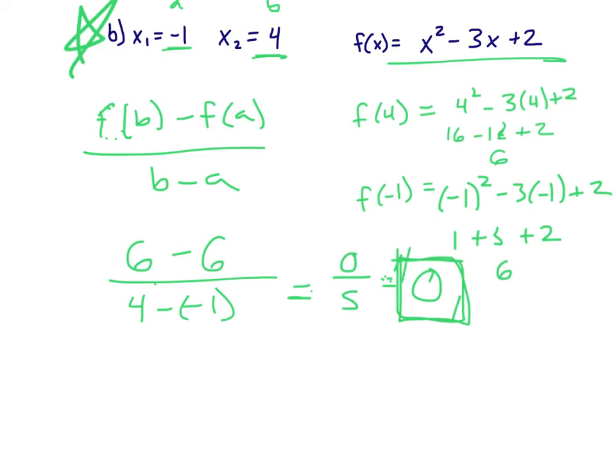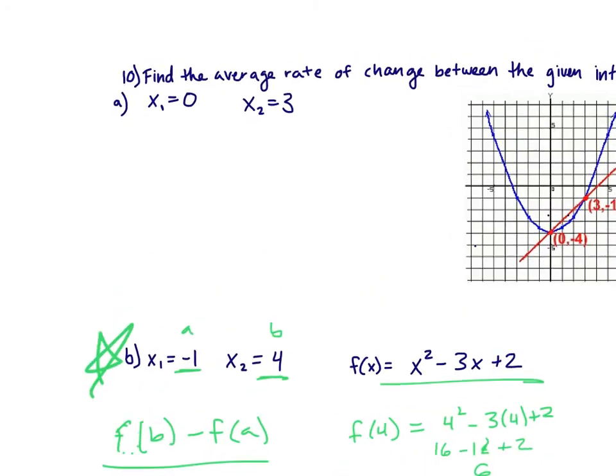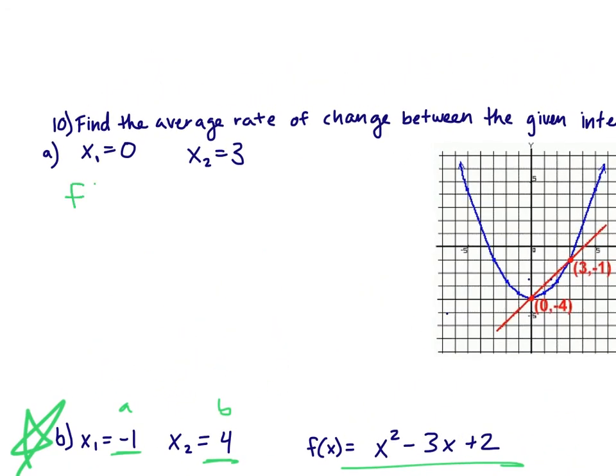Like the ordered pairs into the formula. Right, if it gives you a graph, so we would have to find f of 0 and f of 3 for A. F of 0 is, so when x is 0, we look for our y. Y would be negative 4, so f of 0 is negative 4. And then when x is 3, our y is negative 1, so f of 3 would be negative 1, and then we just plug everything into our rate of change formula.